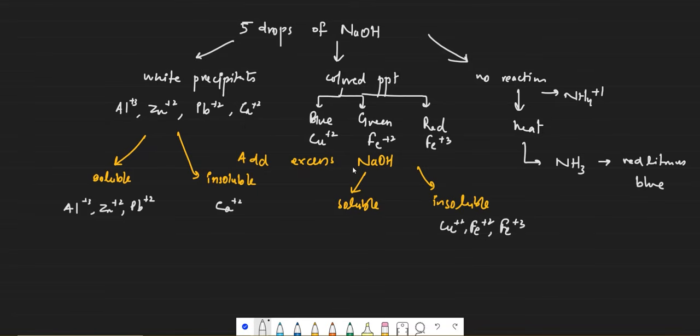When you add excess NaOH, there are going to be 2 possibilities: these cations can be soluble, or these cations will be insoluble. Among these cations, calcium is insoluble, and all the other ions are soluble. Moving on to the colored precipitates, you added excess NaOH. Again, there are 2 possibilities: soluble in excess or insoluble in excess. All the colored precipitates in NaOH are insoluble in excess.